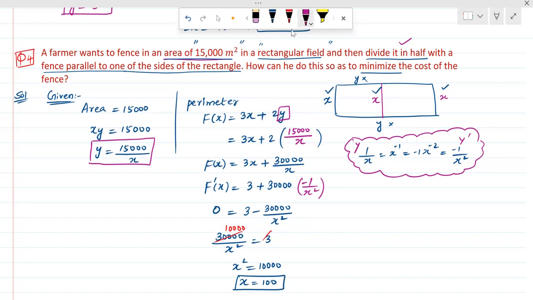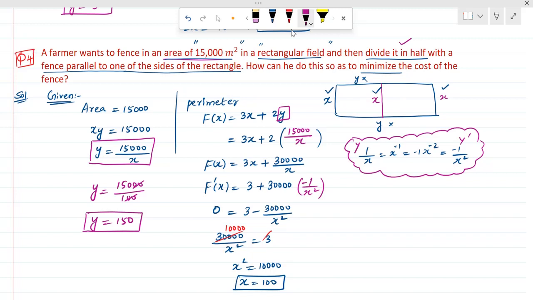Now I will calculate the y. What is the y value here? y equals 15,000 over 100. So the zeros cancel. y equals 150. So this is the dimension of the rectangle so that the minimum cost of the fencing is done. But we have to show minimum.